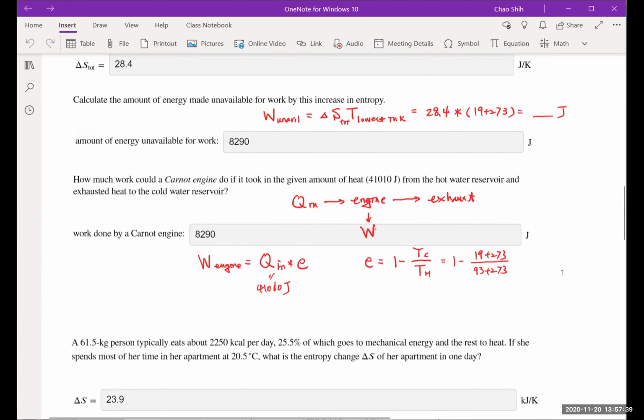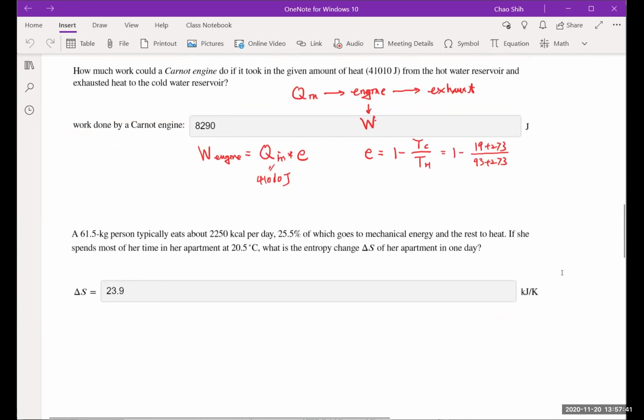Okay, 2 minutes. Let me just quickly tell you about the last one here. It is also one of your homework problems. It tells you one person will typically eat some amount of heat per day, but only a certain amount of the heat will actually be heat, and some of it is going to become mechanical energy. So what I mean is the actual heat that will change your entropy is not 100%. It's not going to be equal to 2250. Then how do you do that?